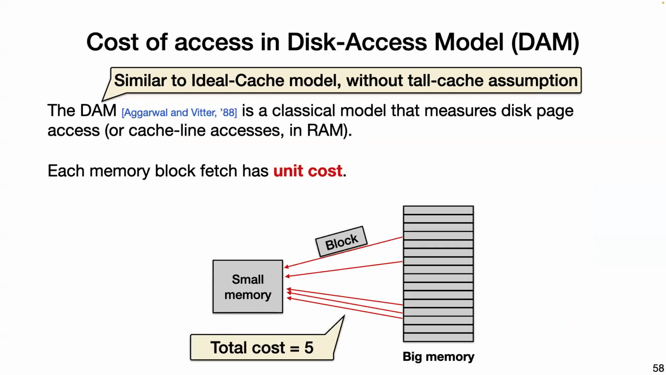The reason is the ideal cache model. The ideal cache model is a variant of the disk-access model, which is a more general thing. Again, this counts the cache accesses. In this disk-access model, every memory block has unit cost. So this is your big memory and this is your small memory. In this example, you have to bring each of these cache lines into your cache, and each one costs 1 to bring in, so this would cost you 5.